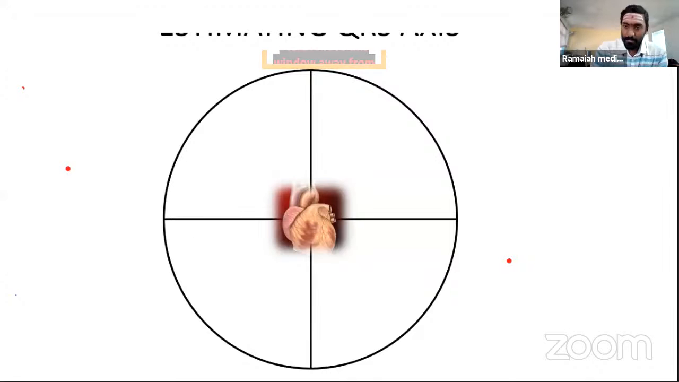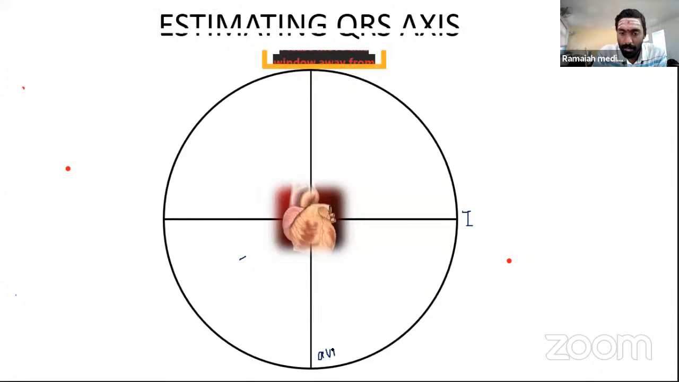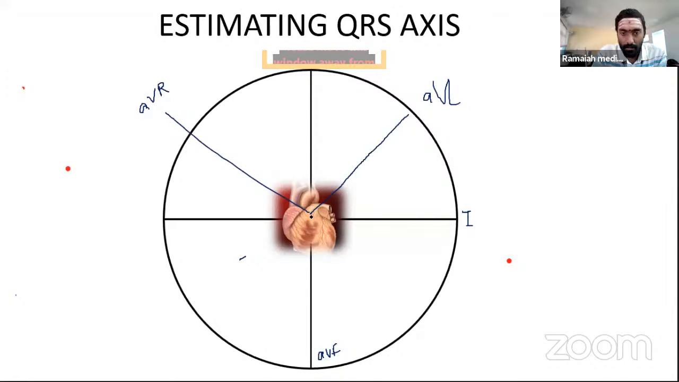So let's understand this. Can you tell what is this lead here? This would be lead 1. Okay. This is going to be lead aVF. Correct. And this is going to be lead aVL. This is going to be lead aVR. Okay. We have two other leads. This would be lead 2. And this is going to be lead 3. Okay. I'm sure we all know this.